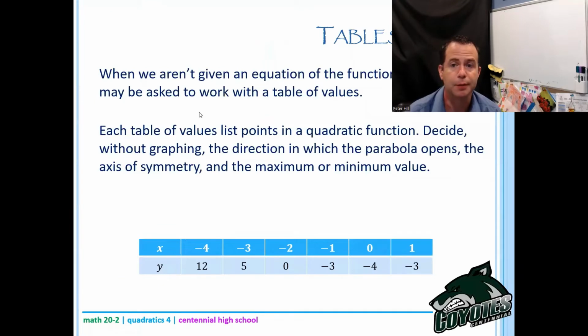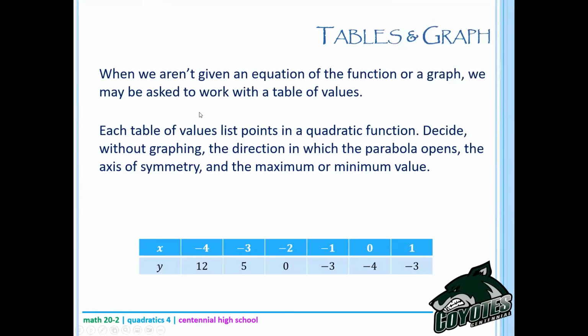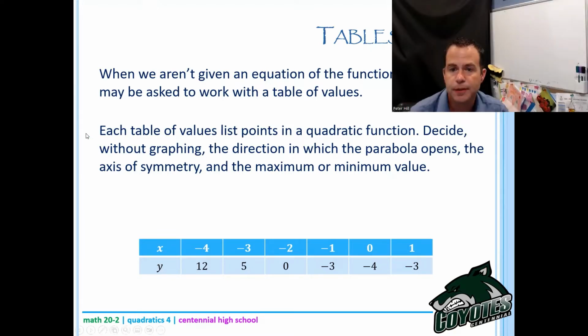Let's start here. When we aren't given an equation of the function or a graph, we may be asked to work with a table of values. Each table of values lists points in a quadratic function. Decide without graphing the direction in which the parabola opens, the axis of symmetry, and the maximum or minimum value. So we're going to answer those 3 questions in that order. We're going to talk about the direction, the axis of symmetry, and the max or min.